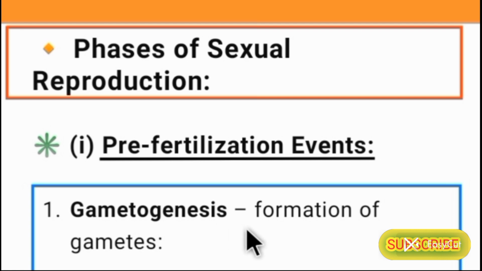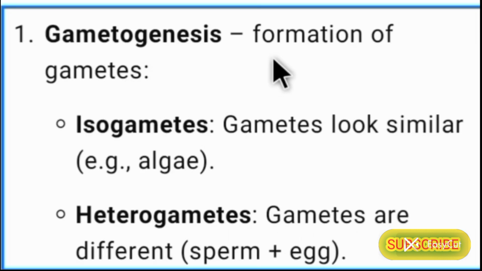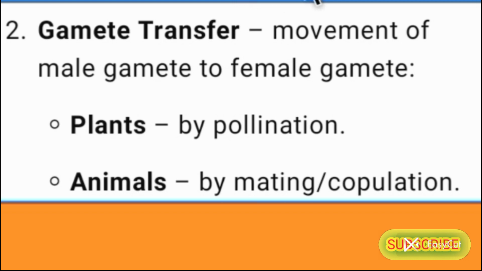So, gametogenesis is formation of gametes. During the formation of gametes, gametes may be isogametes and heterogametes. Iso means same, hetero means different. So, isogametes look similar. Example of isogametes is algae. Heterogametes, gametes are different. Example is human. Sperm is male gamete, egg is female gamete. Both have different shape and size.